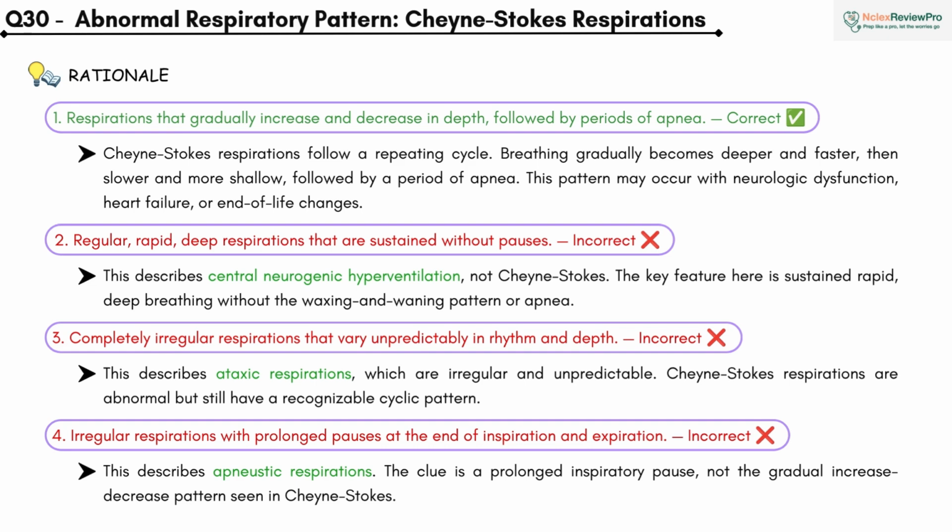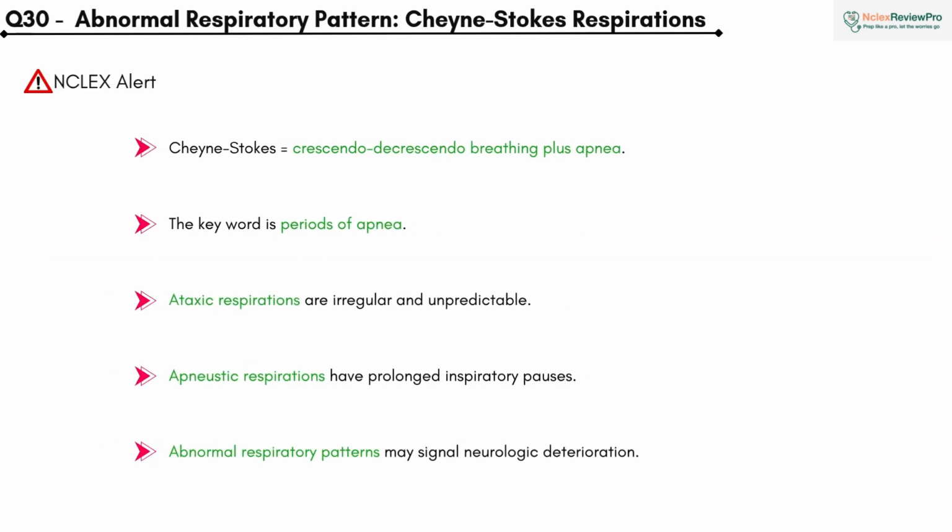Option 4 is incorrect. Irregular respirations with prolonged pauses at the end of inspiration and expiration describe apneustic respirations. The clue with apneustic breathing is the prolonged inspiratory pause, not the gradual increase and decrease seen with Cheyne-Stokes. Now, here is the NCLEX alert. Cheyne-Stokes means crescendo-decrescendo breathing plus apnea. The key word is apnea.